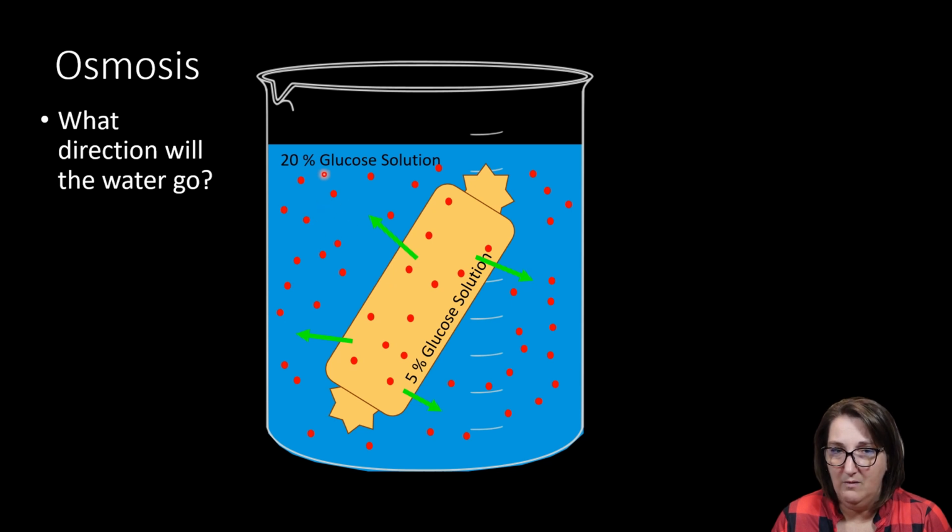I have 80% water outside. I have 95% water inside. So I have more water inside. It doesn't want to be there. It wants to leave. So water is going to leave the bag.